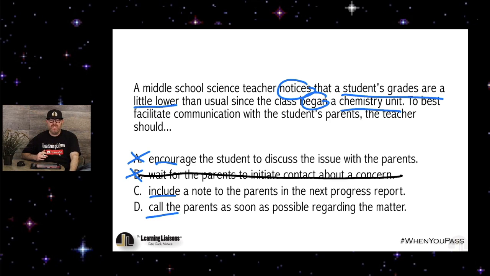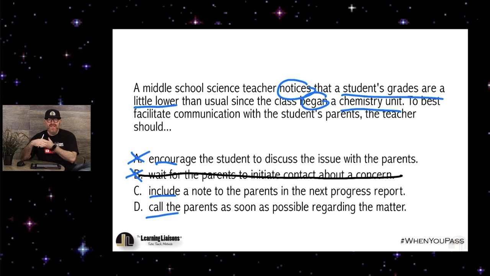So that leaves us C or D, right? So let's look at this. Let's look at C. Include a note to the parents in the next progress report. Well, there's two problems with that. Number one, if there's an issue, just like I've been saying, it's got to be an immediate response. Get on the phone, contact. Email is better, but typically you shouldn't be emailing about grades. So you want to call them on the phone. Immediate. Well, C says include a note in the next progress report.